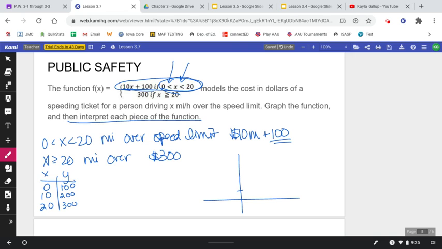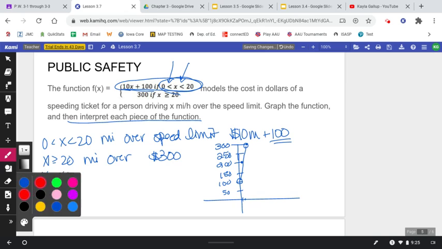So I'm going to go 50, 100, 150, 200, 250, 300. Okay, so the first one, 0, 100 with an open circle. 10, 200, and 20, 300. That is also going to be an open circle.